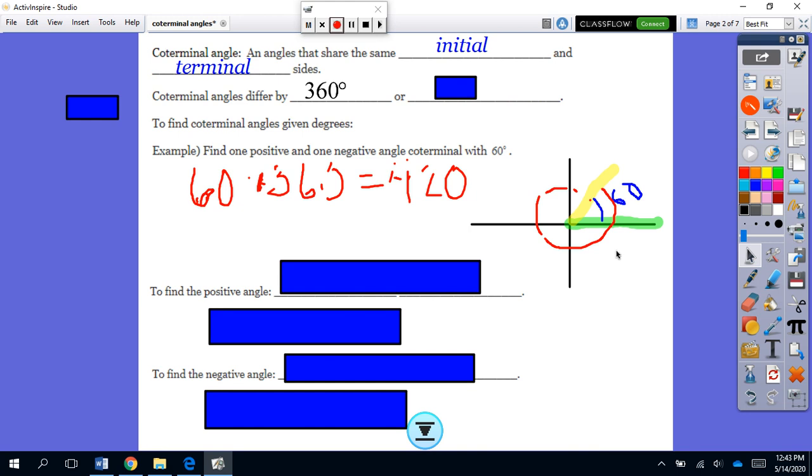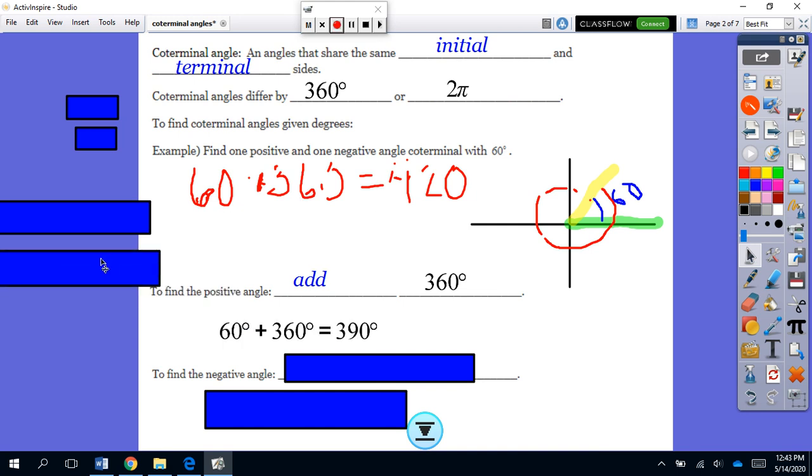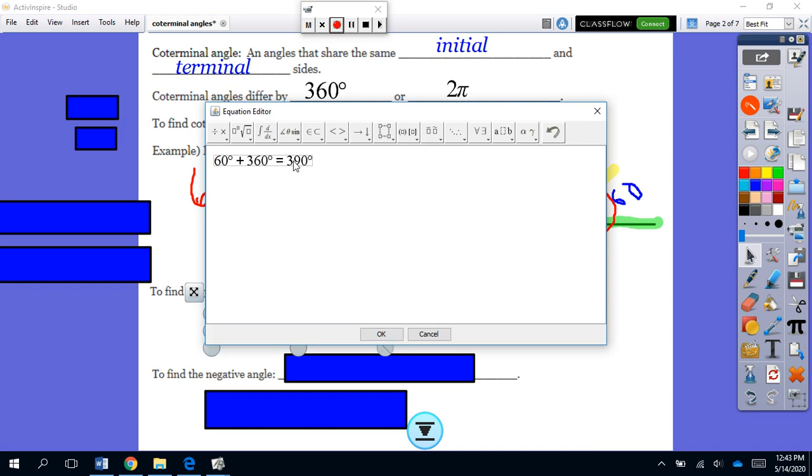Well, what if I give you the angle in radians? Then you would just use 2 pi. We'll do that in the next slide. So for this one, to find the positive angle, we're going to add 360 degrees, which we just did. 60 plus 360 is 420.